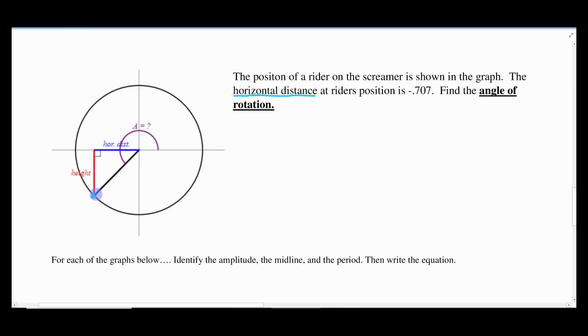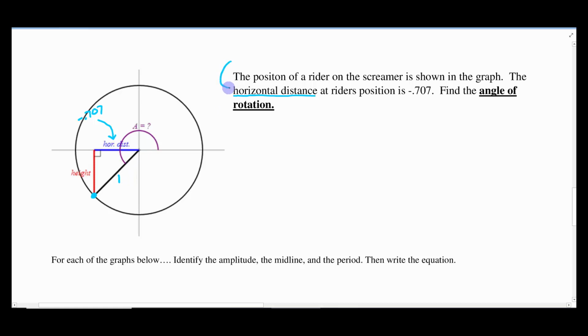There's a horizontal distance and a height that is associated with this position, right? And they tell us the horizontal distance, right? So they give us this side of the triangle. So we now know that this is negative 0.707. And we also know that this side is 1 since it's a unit circle, all right?